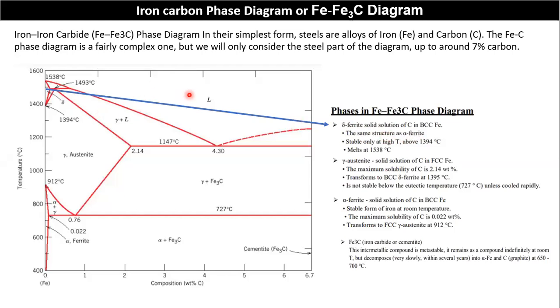Initially, the complete liquid solution. This liquid solution will go through solidification. During solidification, it is one of the mixed regions. It is delta ferrite. It also looks the same as alpha ferrite. So this structure is similar to the other structure. It is stable at high temperatures above 1394 degrees centigrade. So minimum to minimum, if you maintain 1394 degrees centigrade, the total equilibrium will be stable.